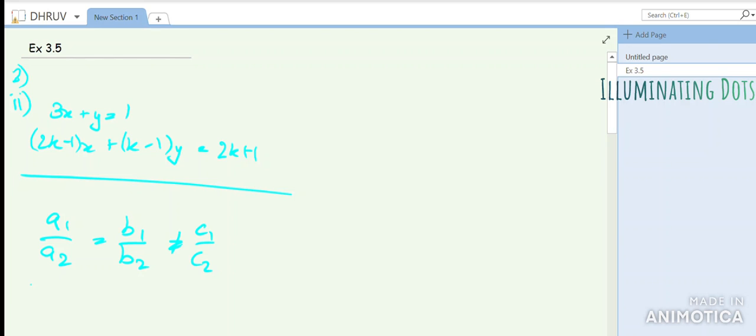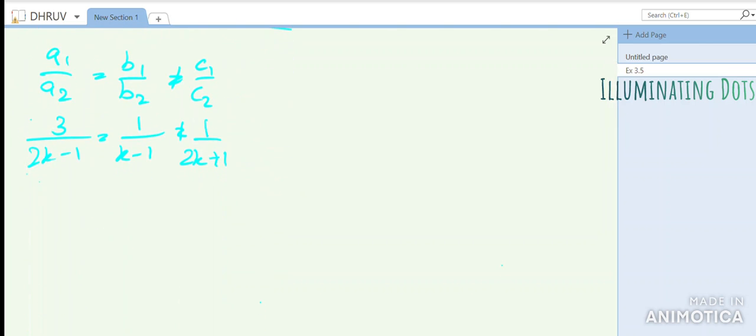Now what we do is we just write the numbers. So they are 3 upon 2k minus 1 is equal to 1 upon k minus 1 is not equal to 1 upon 2k plus 1. Okay, so we have been asked what value of k. So what we will do is we will compare these two parts here. We get 3 upon 2k minus 1 is equal to 1 upon k minus 1.